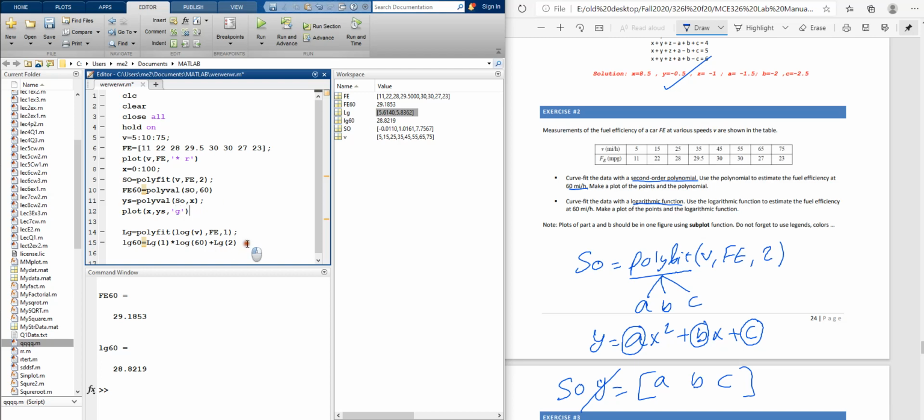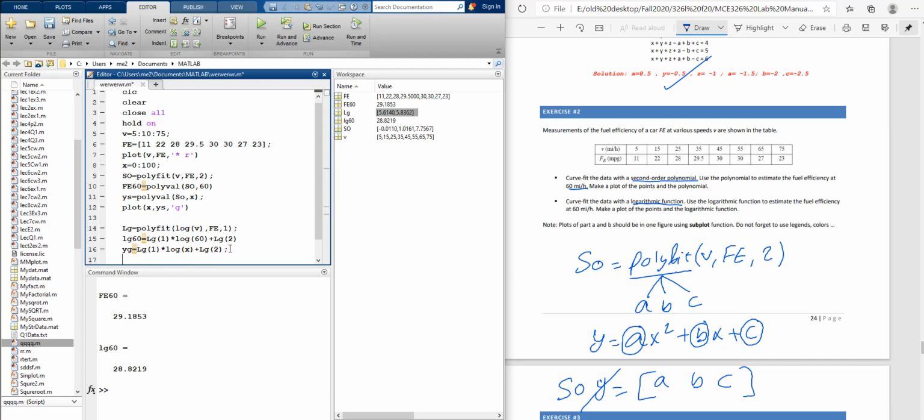And same thing here, we want to calculate the y from the logarithmic function, YG, equal to, as I wrote before, coefficient number 1, LG of 1, times LG of 2, but log of x, each value of x. So we got the vector y, and here we want to plot x with y, continuous, but this one in blue, since we used red and green.